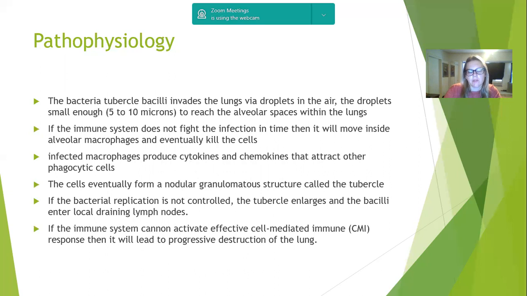Infected macrophages produce cytokines and chemokines that attract other phagocytic cells. The cells eventually form a nodular granulomatous structure called the tubercle. If the bacteria replication is not controlled internally, the tubercle enlarges and the bacilli enter local draining lymph nodes. If the immune system cannot activate an effective cell-mediated immune response, then it will lead to progressive destruction of the lung.